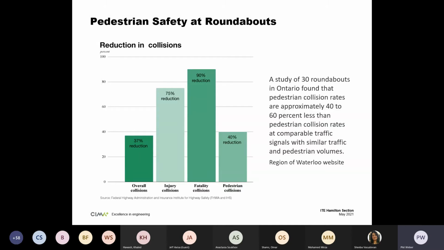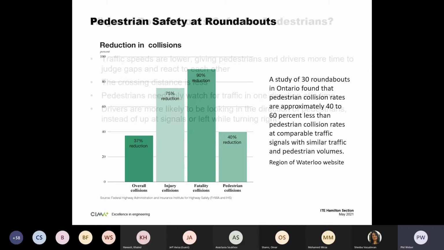Here in Ontario, there's a study of 30 roundabouts. This is on the Region of Waterloo website. This found that pedestrian collision rates are approximately 40 to 60% less than pedestrian collision rates at comparable traffic signals with similar traffic and pedestrian volumes. So the safety science at roundabouts is pretty favorable in terms of pedestrian collision rates.